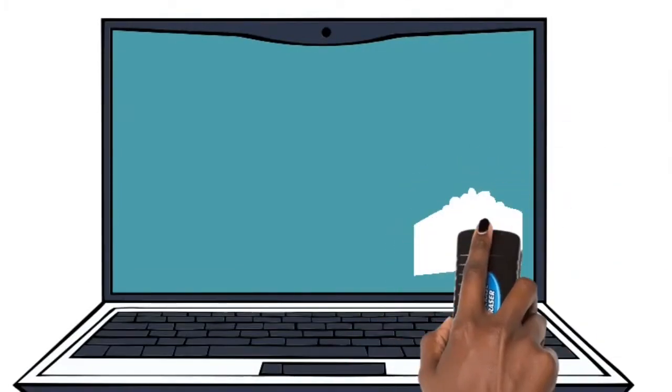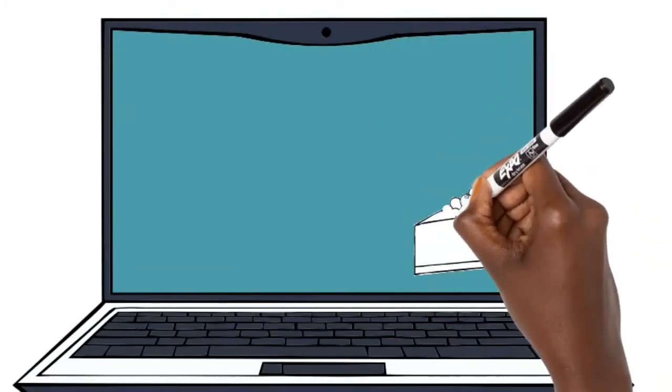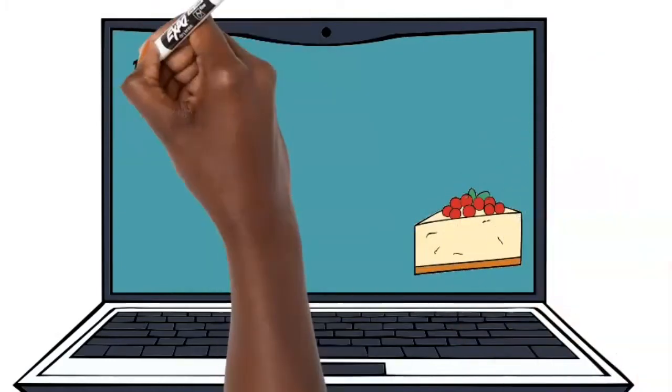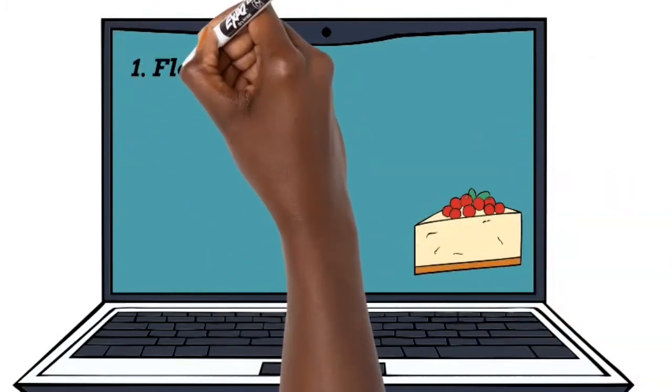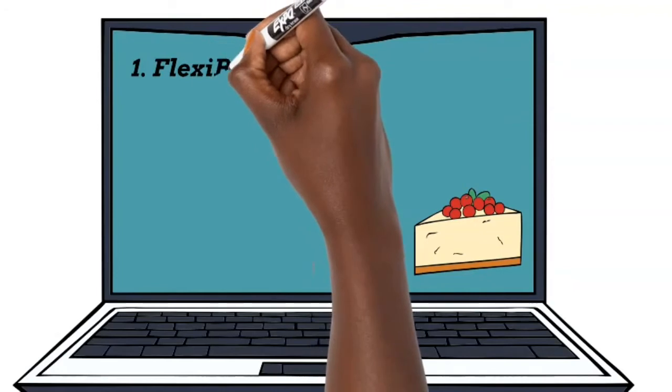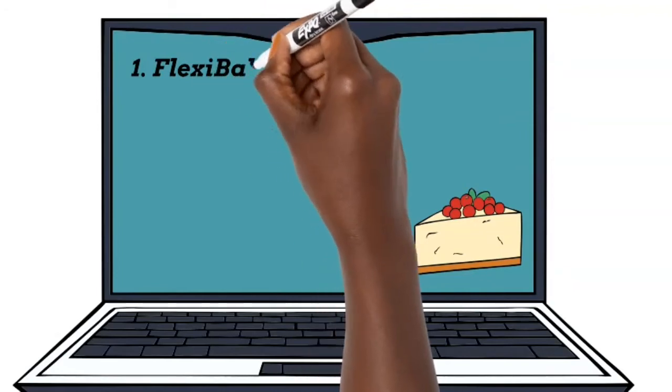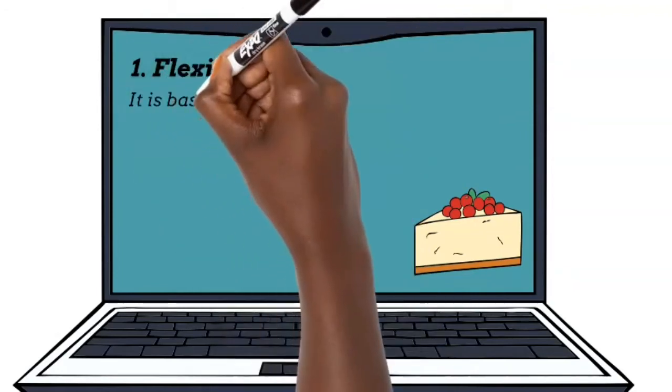So let's get started. The first bakery software we're examining today is FlexiBake. FlexiBake is a bakery software, and basically it is very good. I think it originated from Canada. I'm not sure, I think the makers are from Canada, and it is amazing.